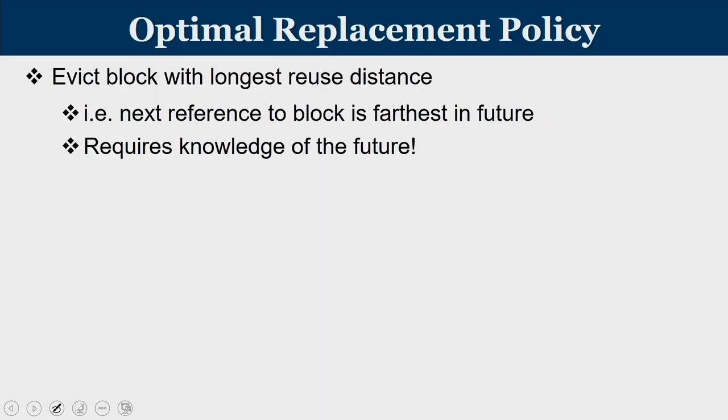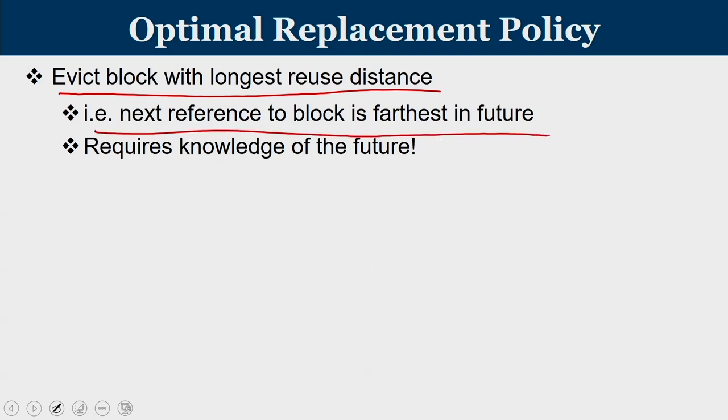Now, what is the optimal replacement policy? We have to evict the block with the longest reuse distance. That means, we need to find out which is the block whose next reference is farthest in the future. That block has to be replaced, and it requires knowledge of the future. So, when the processor is going to give addresses, at that point it does not know what are the future addresses that are going to be accessed.